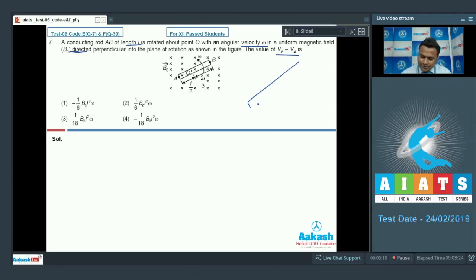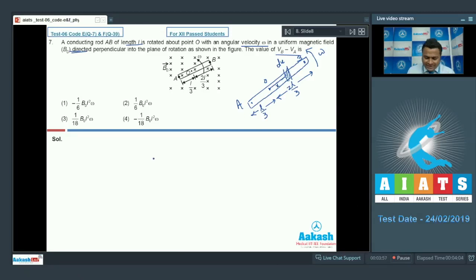So this is the rod which is rotated with constant angular velocity omega about a point O. The lengths given are L by 3 and 2L by 3. EMF will be induced and we have to calculate the difference of potential between point B and point A. In order to do that, let us consider a small element of length dx located at a distance x from O.